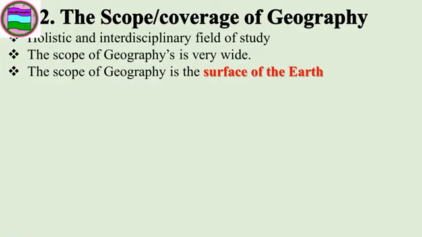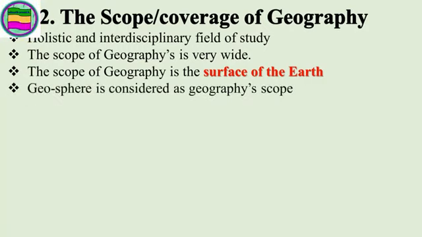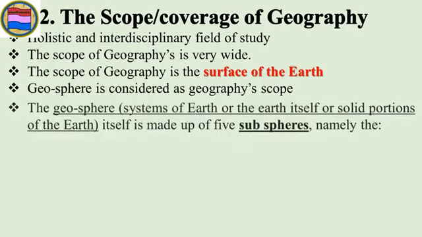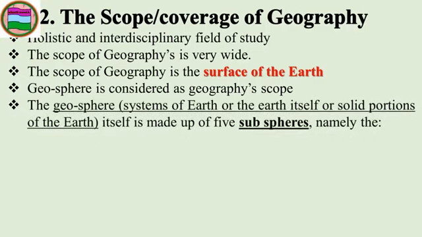Moreover, the scope or coverage of geography is more focused on the surface of the Earth. Based on this, the geosphere is considered a geography scope. The geosphere, or the system of the Earth itself, the solid portion of the Earth, is made up of 5 subspheres. The first one is the geosphere or the lithosphere, so the first scope of geography is the geosphere or the lithosphere.